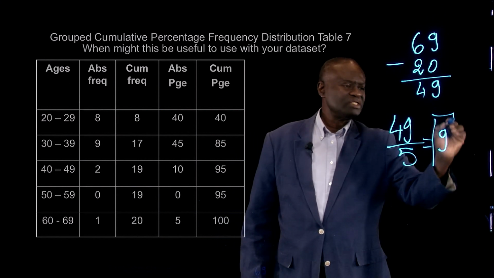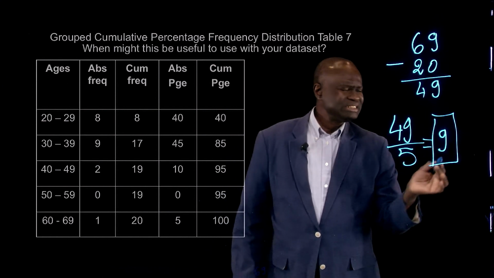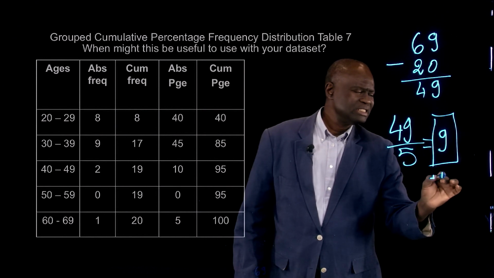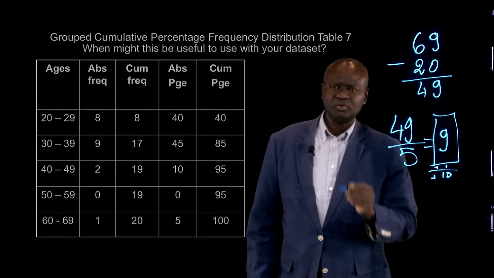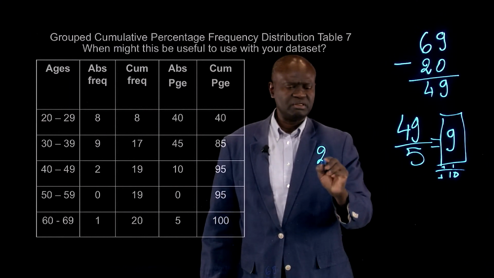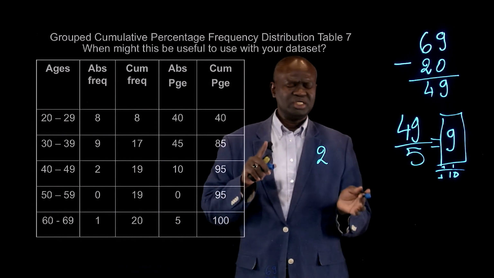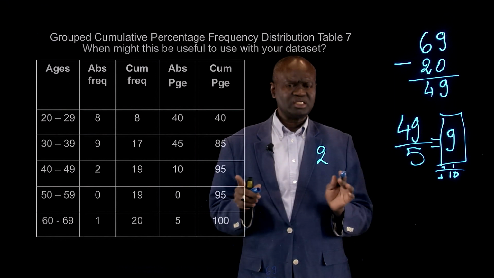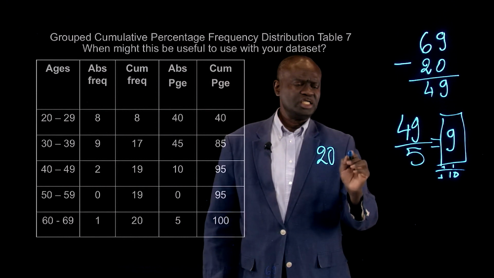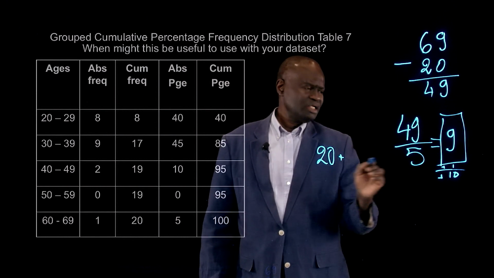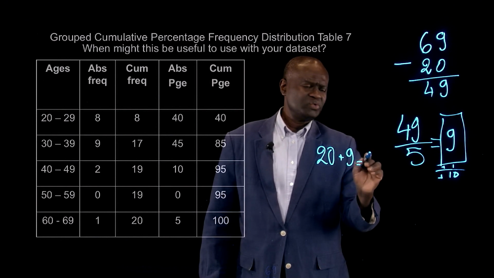So as we have around 9 people, we can add 1. That would be 10. So we start with 20. The lowest age was 21. So instead of having a number that is odd, we just start with 20. So 20 plus 10, we should be keeping the 9. Plus 9, that would be 29.